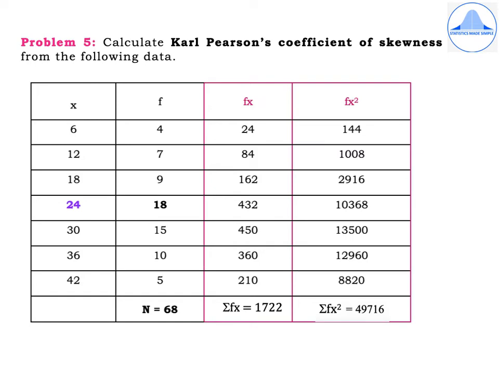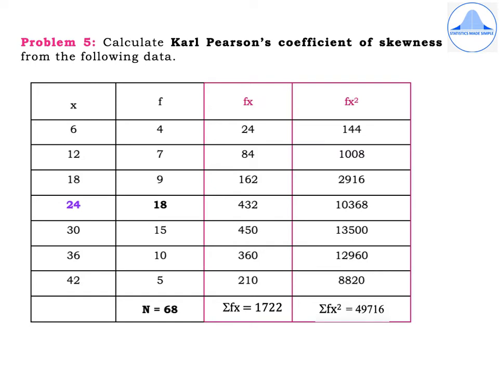Now Karl Pearson's coefficient of skewness is S equal to mean, that is x bar, minus mode, that is z, divided by standard deviation, which is sigma. So the columns which we require in the table would be fx and fx square. So we'll find out the fx values. You'll get 24, 84, 162, 432, 450, 360, 210. So summation fx is 1722.